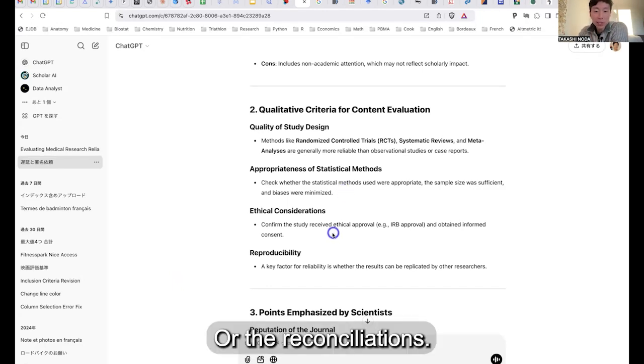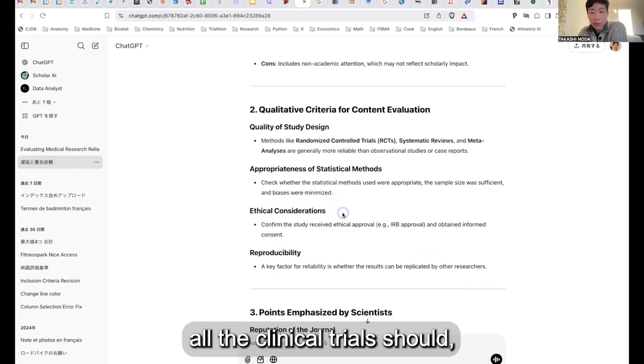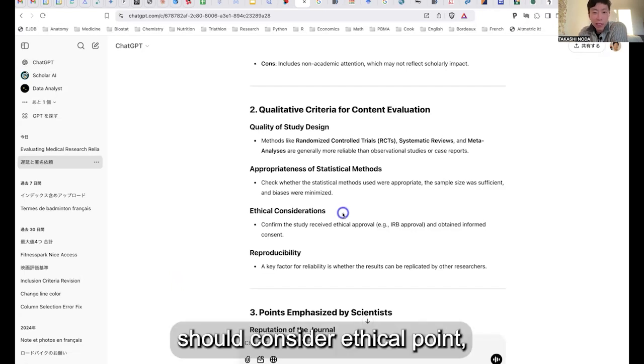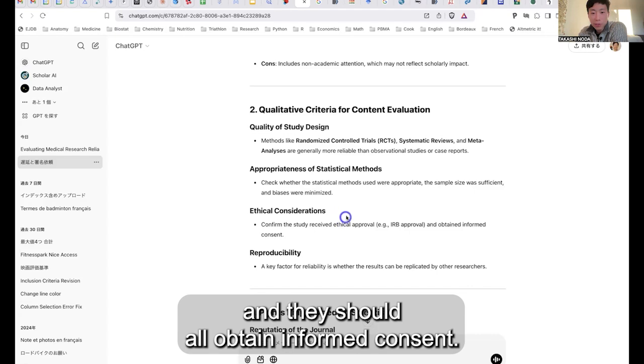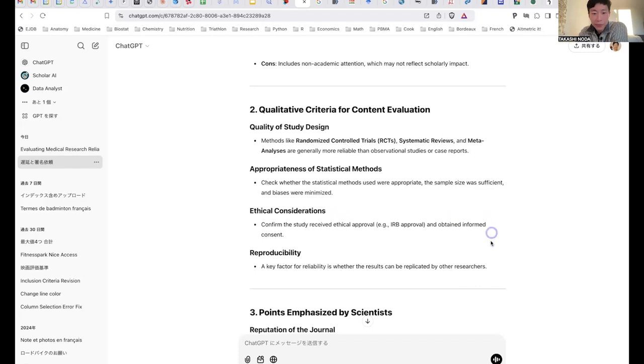As for ethical considerations, it doesn't add much, because nowadays all clinical trials should consider ethical points and should obtain informed consent. So all studies should achieve it.